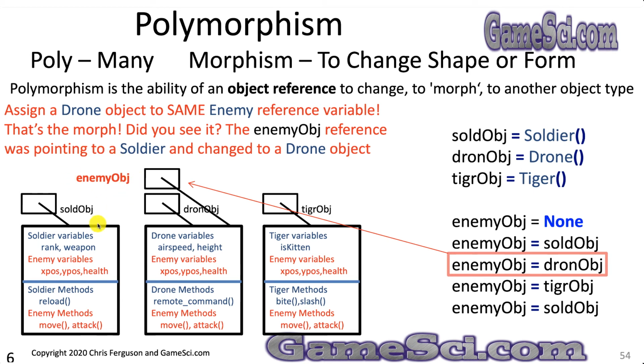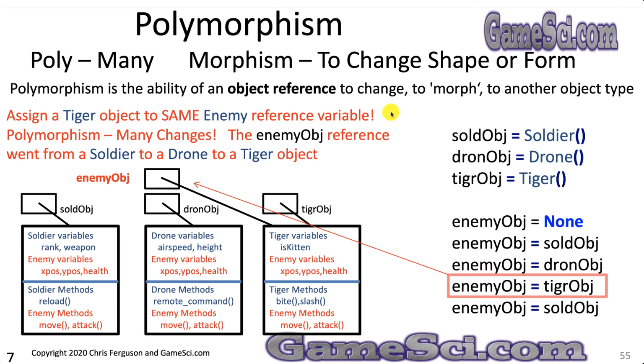It morphed from being a soldier to a drone. Assign a tiger object to the same enemy reference variable. This is polymorphism, many changes. An enemy object reference went from a soldier to a drone to a tiger object. See this line of code, enemy object equals tiger object? It took the line that was pointing to the drone object and morphed it over to the tiger object. Do you see the polymorphism? We started over here, we morphed to a drone, we morphed to a tiger.